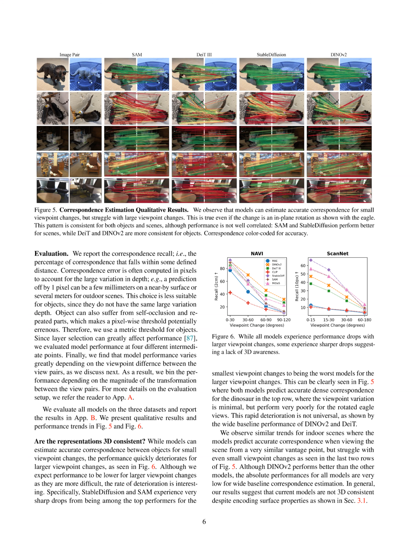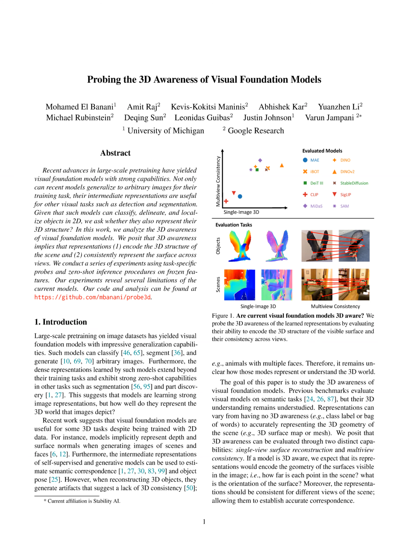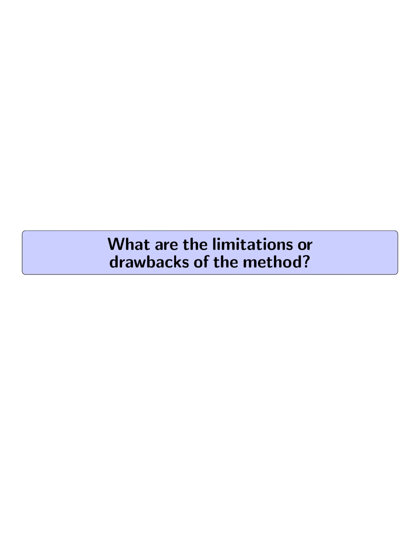The analysis revealed that while models could accurately match objects and scenes with small viewpoint changes, they performed poorly with significant viewpoint variations. The study also found that discriminative self-supervised models performed the best across tasks and domains, while models trained with dense supervision, including depth estimation, performed worse. Additionally, language-supervised models showed poor performance in representing 3D properties. The results indicated that most visual foundation models learned representations that encoded properties of the visual surface, despite being trained solely on image data. What are the limitations or drawbacks of the method?